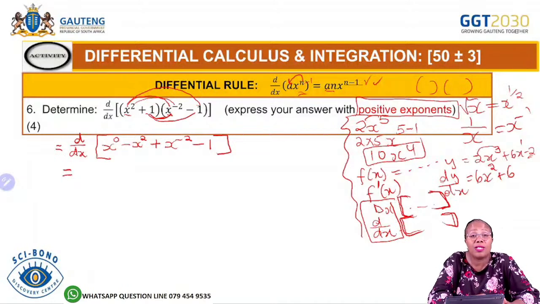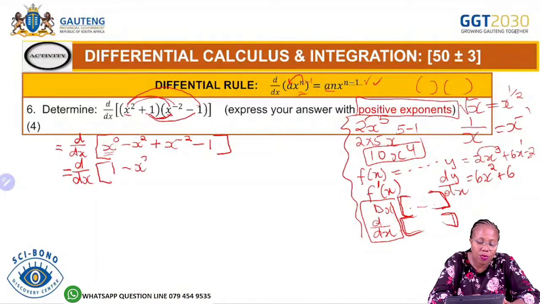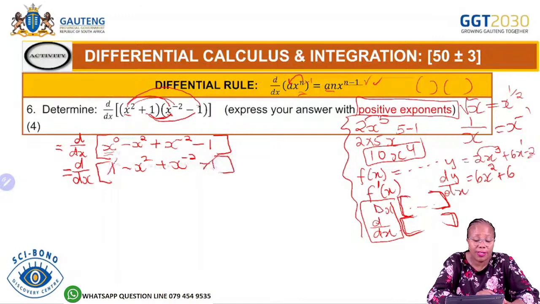As we know, the exponential rules says that anything to the power 0 is 1. x to the power 0, anything except 0 to the power 0, is 1. So because we are still simplifying, we will not remove this. This will be removed only if we start deriving. That will be 1 minus x squared plus x to the power minus 2 minus 1. Okay, and then 1 minus 1 will give us a 0.